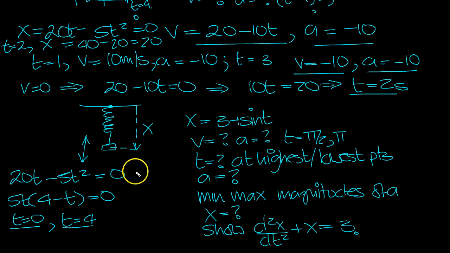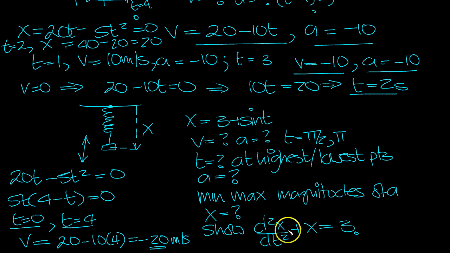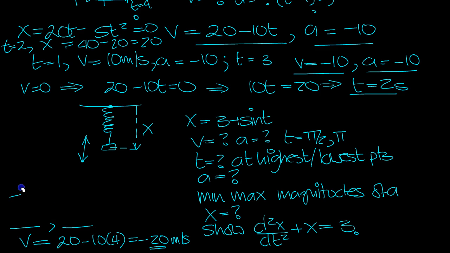And the question asks about its speed on impact. Well, velocity we know at any given time: 20 minus 10t. 20 minus 10 times 4, that's 40. 20 minus 40 is minus 20 meters per second. And that's the impact velocity, isn't it? So now we've done that example, I'll just create some more room and we'll look at the final example.